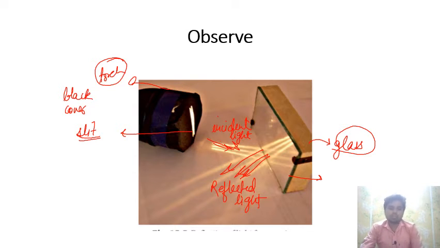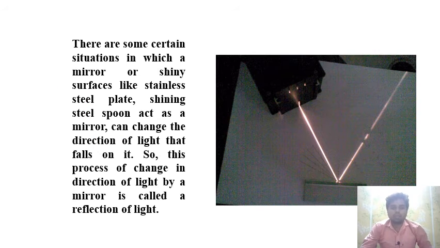So this is a property of glass, that any light which strikes the glass will be reflected back. Now we can also see that in certain situations, shiny surfaces like a stainless steel plate or a shining steel spoon act as a mirror. While eating, we can see our faces in the plate and in the spoons. Yes, they can change the direction of light that falls on them.